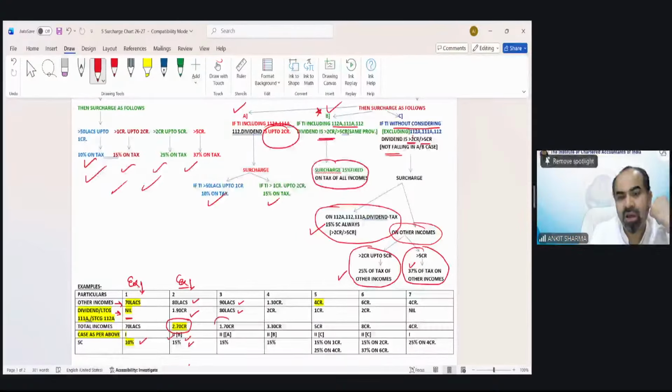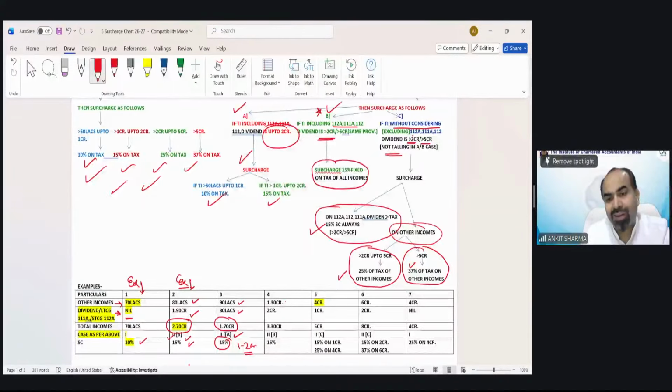Now third case, 90 lakh is other income, 80 lakh is special income. So that means up to 2 crore rupees is your total income. And because your total income is up to 2 crore rupees, which category do you fall in? Option 2, A category. Surcharge rate would be 15%. Why 15? Because income falls in the range of 1 to 2 crore.